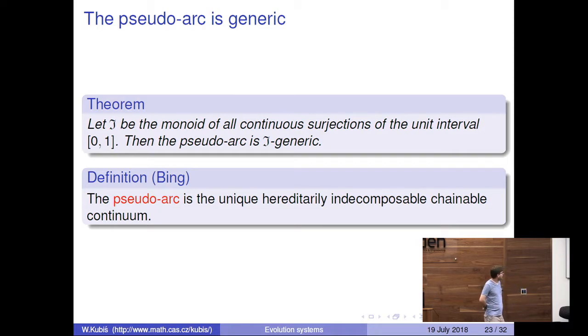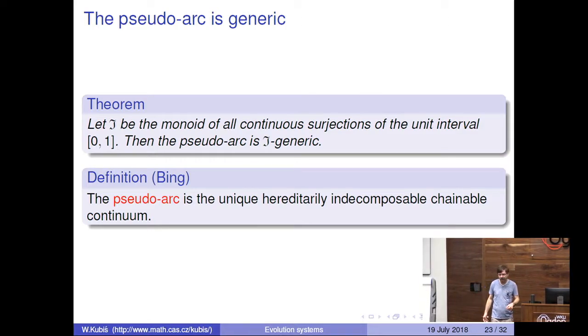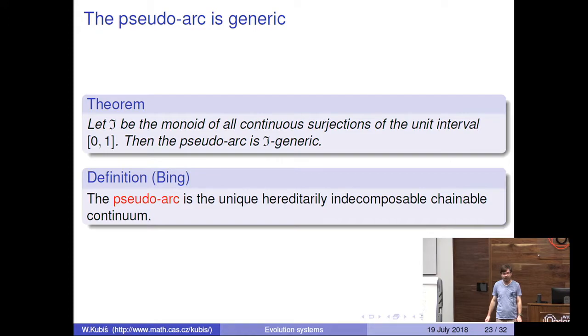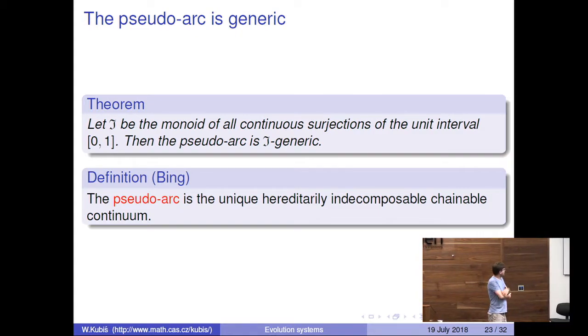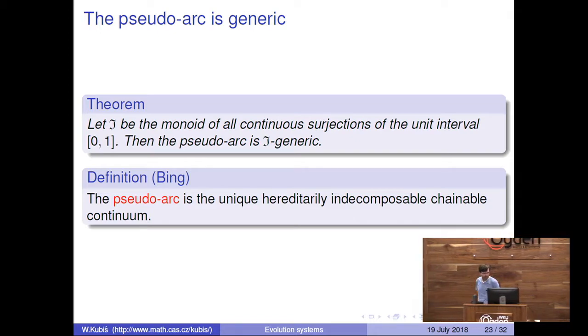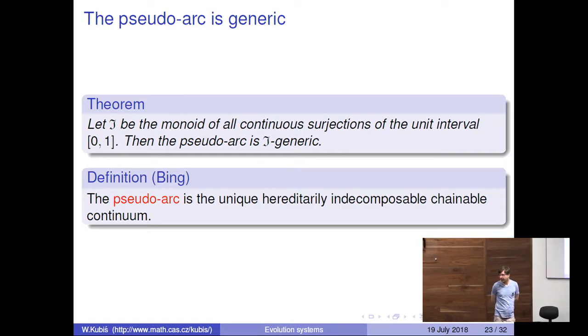A chainable continuum is by definition the inverse limit of intervals. We are working here in the category where we have continuous surjections and the arrows are reversed. So, of course, inverse sequences, not direct sequences. And Bing's theorem says that if you have a hereditarily indecomposable continuum, which is an inverse limit of intervals, it must be homeomorphic to the pseudo-arc. I mean, there's only one. And knowing that the pseudo-arc is generic, there should be some better proof of Bing's theorem, but we have some troubles with that.